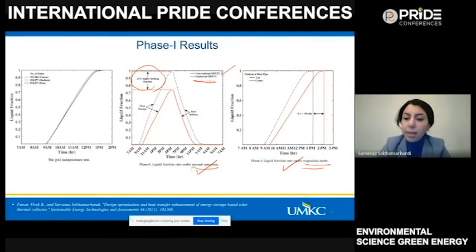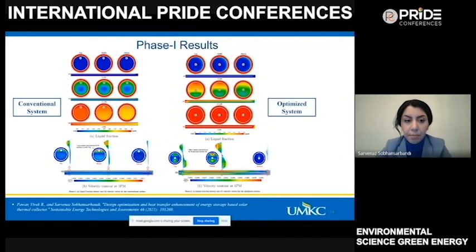So the figure on the right is showing the stagnation operation, and it shows that our proposed technology can have a delta T liquid fraction of 48 minutes. So that's a great thing that we can see whenever we are dealing with the PCM. It basically delays the release of the stored heat.